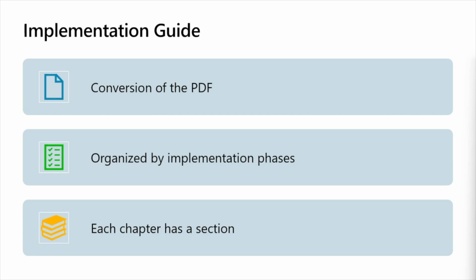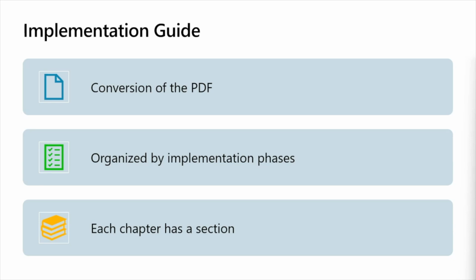So we went through a process of converting the implementation guide into Learn articles that can now be found and navigated much more easily in the Learn site. The information from the original PDF is organized by the various implementation phases. I don't recall what they all are, but we'll look at them here in just a few minutes.